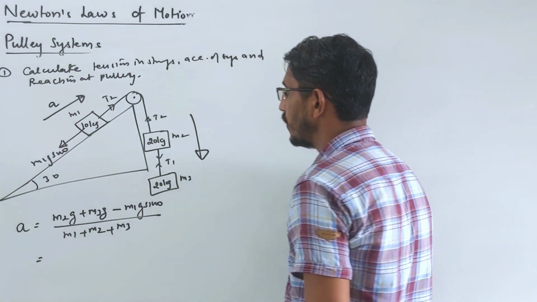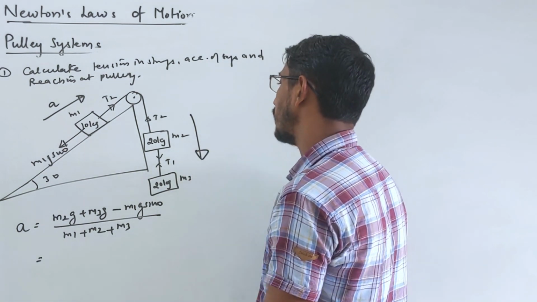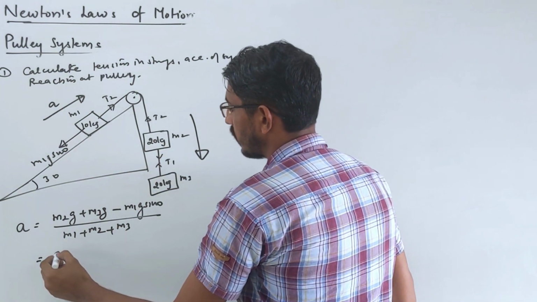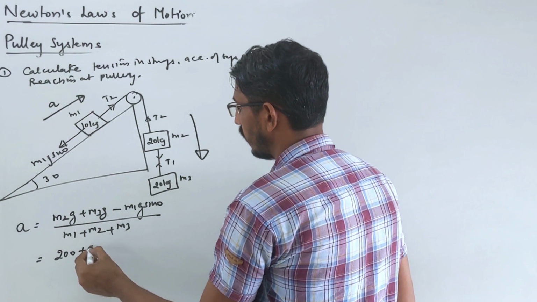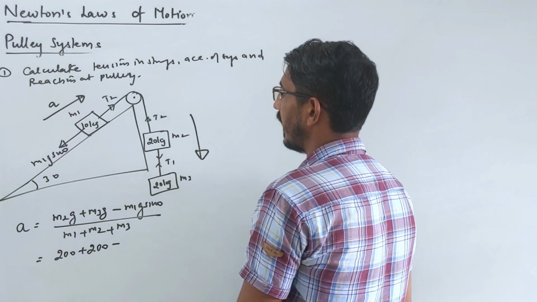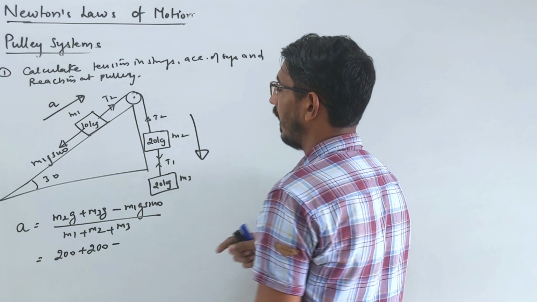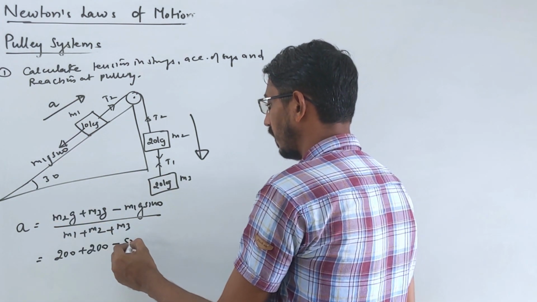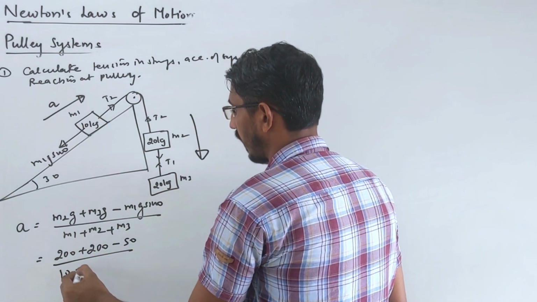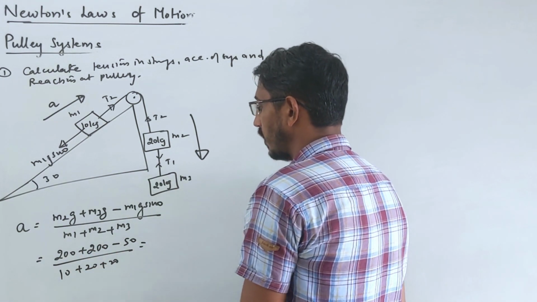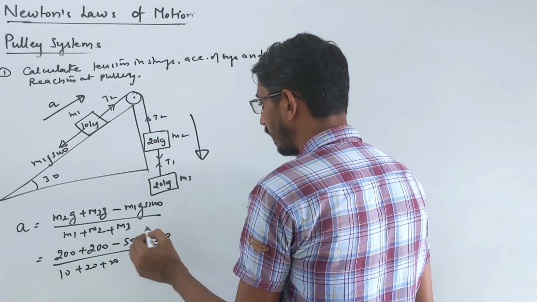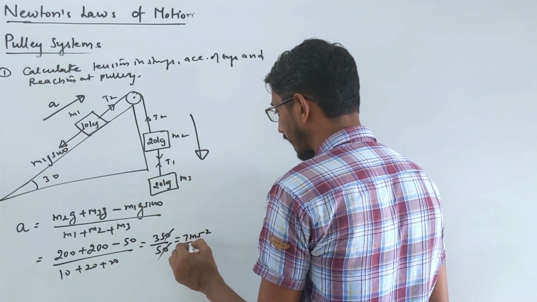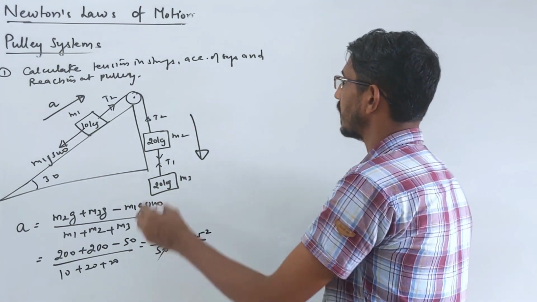Okay, M2G, that one. If you want to change this value, you can change it also, but let's keep it the same, it doesn't matter. So M2G means what? 200 Newton, M3G also 200 Newton. And how much does this become? This is Mg sin theta. Mg means 100, sin 30 means 1 by 2, so this becomes 50 Newton, divided by total mass 10 plus 20 plus 20. So this becomes 350 by 50. This gets cancelled here, 7 meter per second square. That's the acceleration of the system, right?